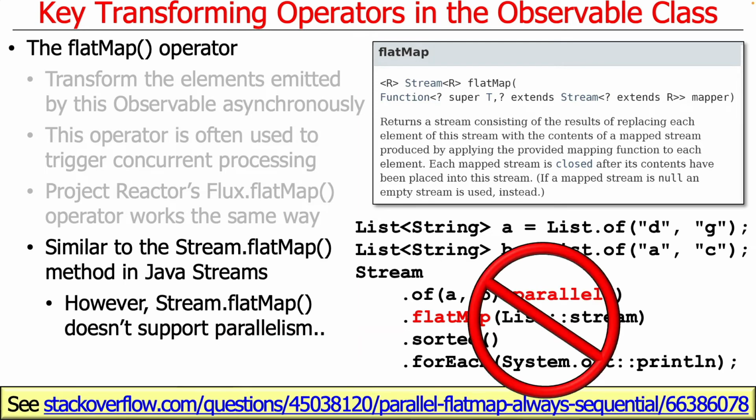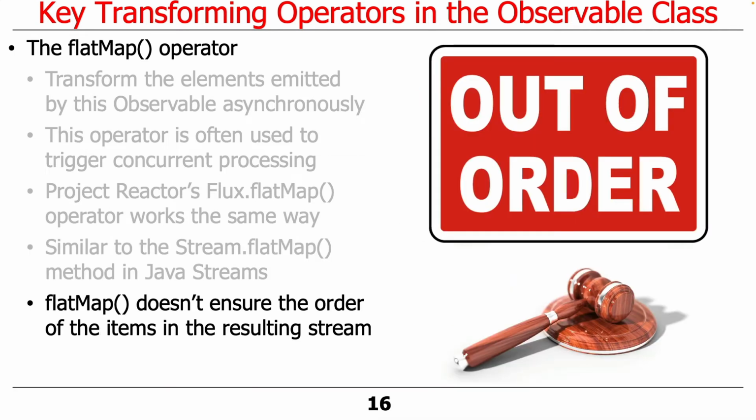But there's one very important difference. Stream flatMap does not support parallelism. It only runs sequentially for reasons we've talked about earlier in the course. In contrast, the flatMap operators that come with RxJava and Project Reactor are largely designed to be run in parallel. So that's a very important difference, and I think an improvement as well.